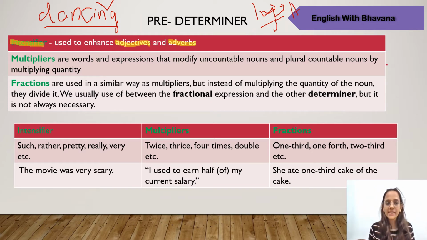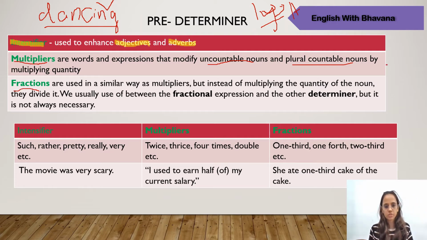Now, what are multipliers? Let's understand in the form of logical grammar. Multipliers are the words and expressions that modify uncountable nouns and plural countable nouns by multiplying the quantity. For example, 2 times, 3 times. We say, she earns 2 times more than her. So what is that? We are multiplying.